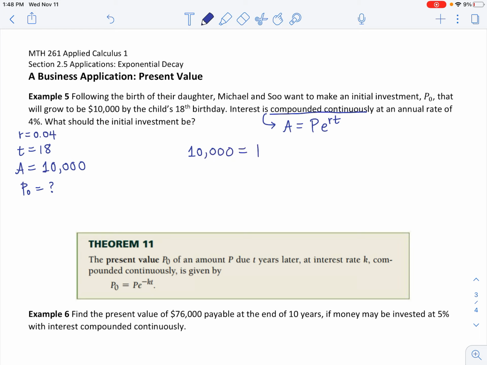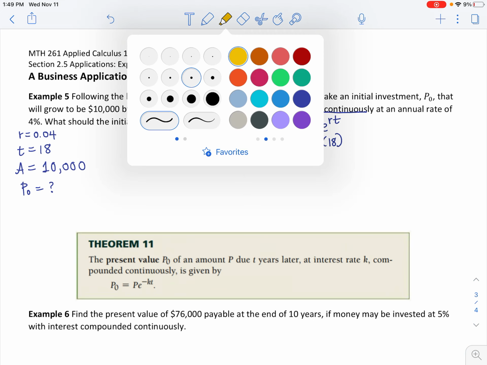So A is 10,000. P naught is unknown, we don't know what that is, and we're going to multiply that by e raised to the rate. The bank is offering us 0.04, and for time, we are going to wait 18 years. All right, now look, what are we solving for? We're solving for P naught.